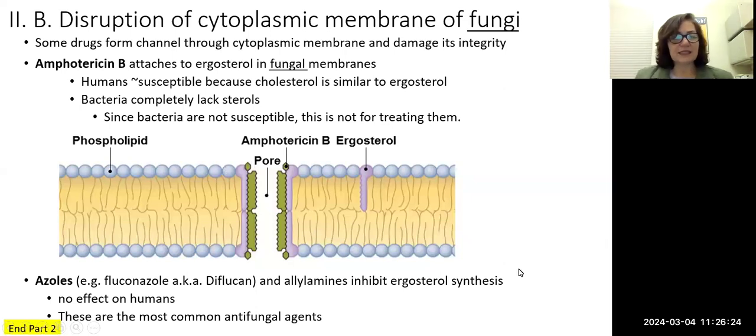Okay, and then finally, let's get to the last medications in this group, azoles like fluconazole. Some of you may have heard of it called Diflucan. Allylamines, these inhibit the synthesis of ergosterol. And since we weren't making ergosterol anyway, this is not going to affect our cells. These are the most common antifungal agents. I covered them later because you needed to see what ergosterol was first before you could understand why this would be a problem.